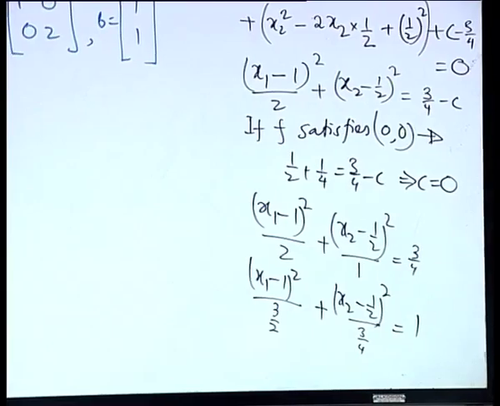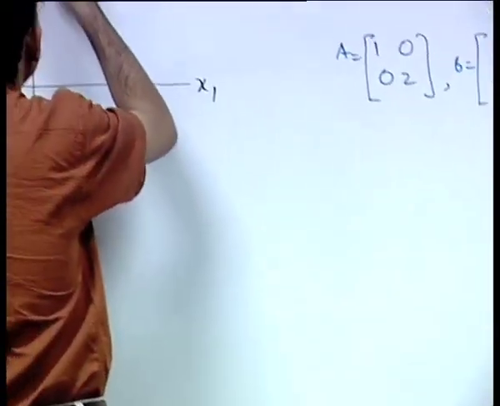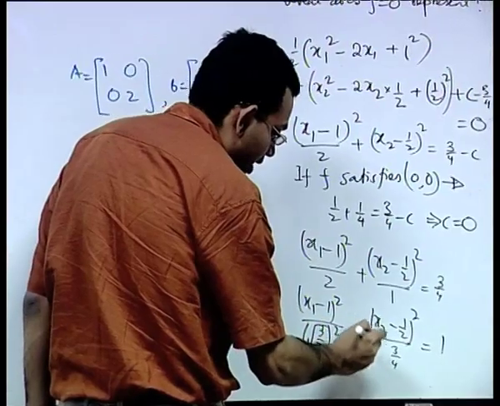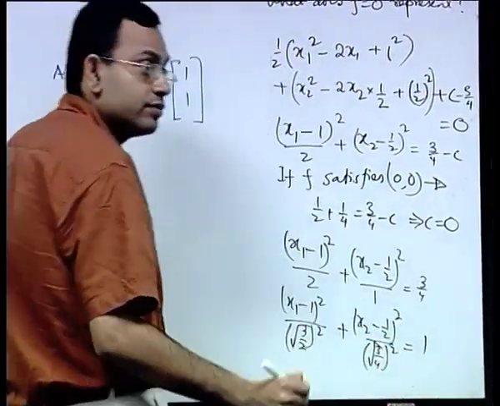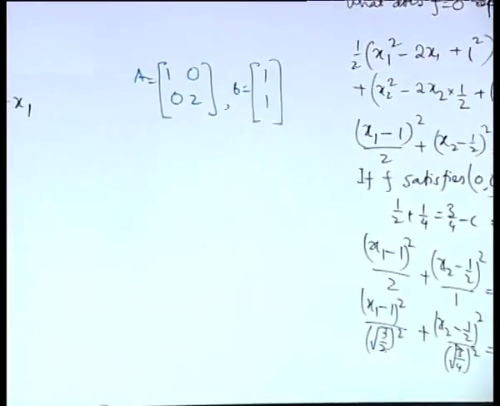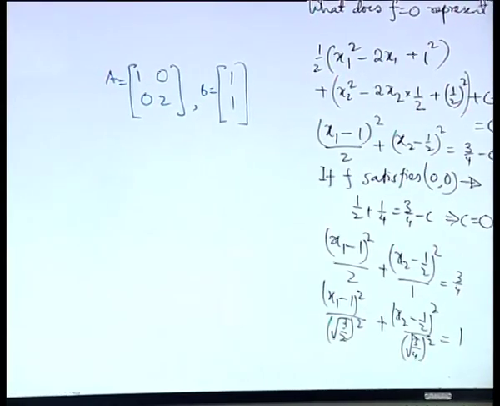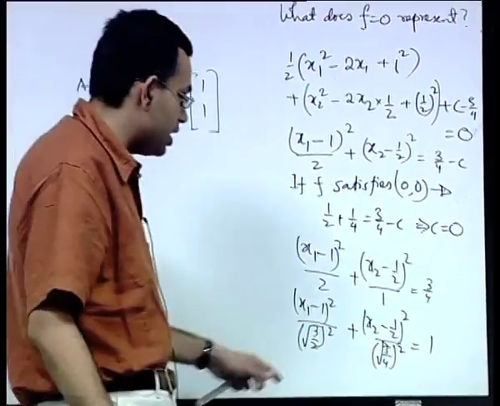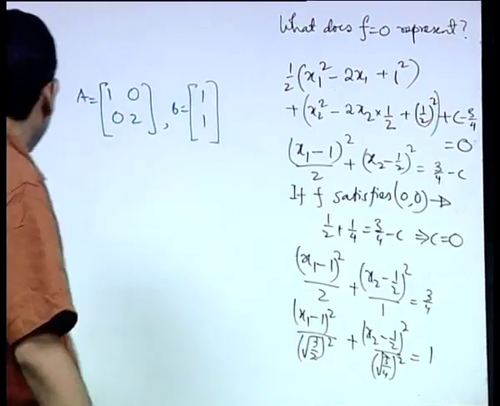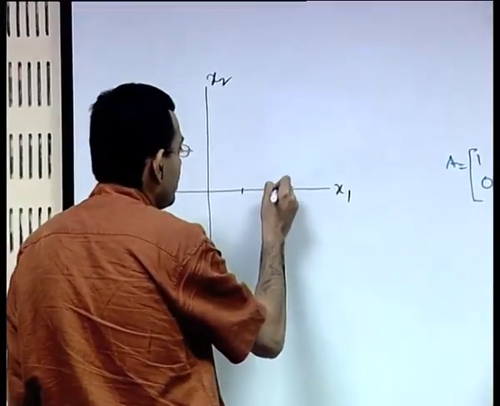So, what does it represent? It represents an ellipse in the x1 x2 plane. So, root over 3 by 2 whole square, then root over 3 by 4 whole square. So, x1 minus alpha whole square by a square plus x2 minus beta whole square by b square equal to 1, where alpha is 1, beta is half, a is root 3 by 2 and b is root 3 by 4. So, what is the center of the ellipse? 1 comma half.